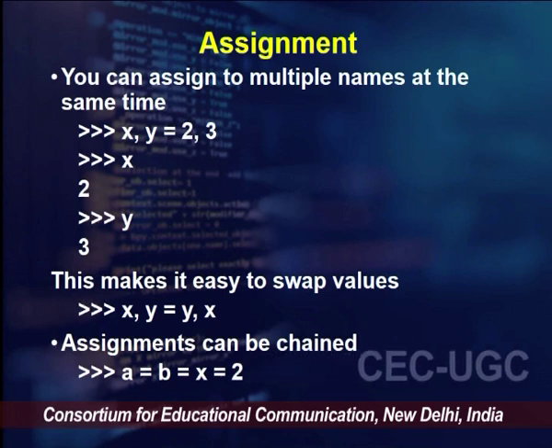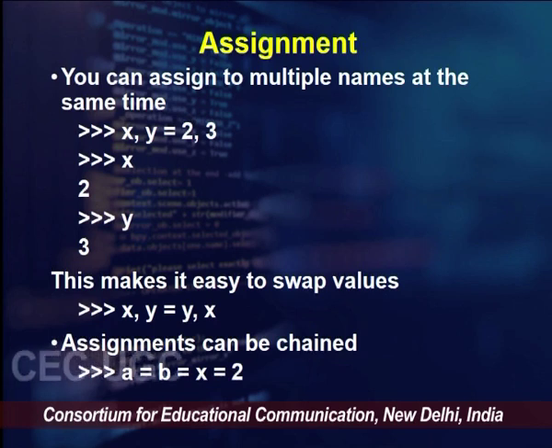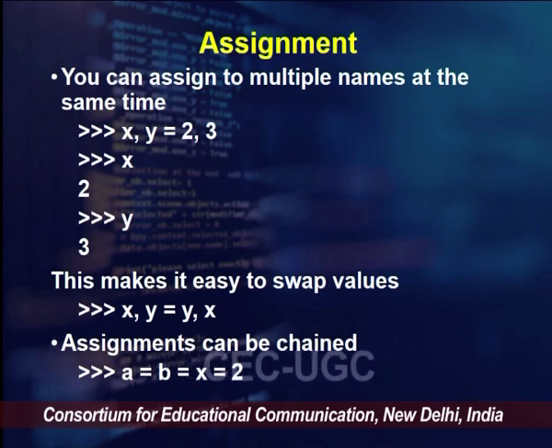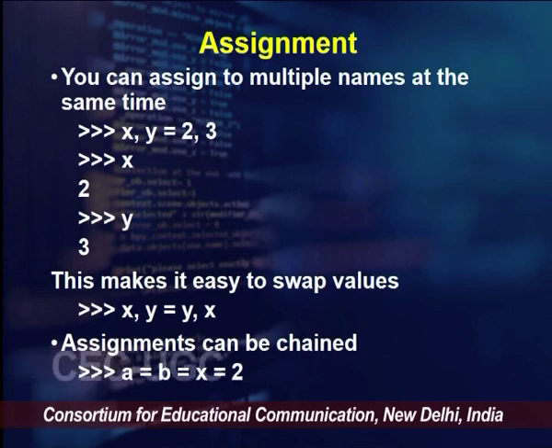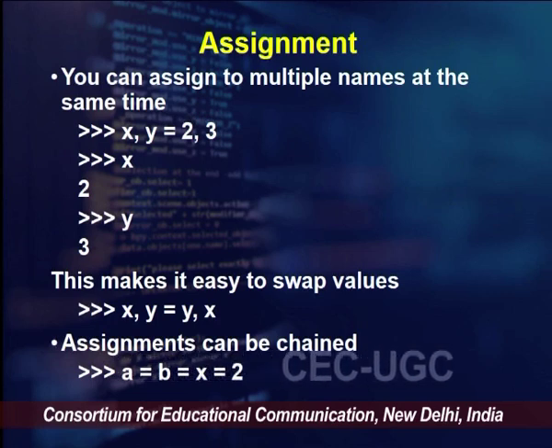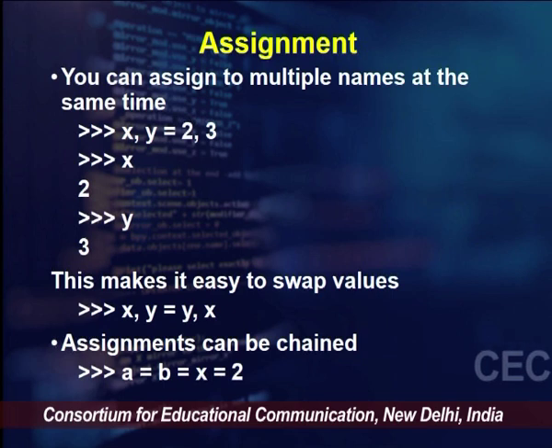When you are assigning values to a variable, in Python this can be done in very interesting ways. For example, you can assign to multiple names at the same time, like x comma y is equal to 2 comma 3. Then when you print x, you get the value. This also makes swapping of variables easy, because you can simply write x comma y is equal to y comma x, and the values are swapped. Then you can also have chained values. For example, if 3 variables have the same value, you can write a is equal to b is equal to c is equal to 2.